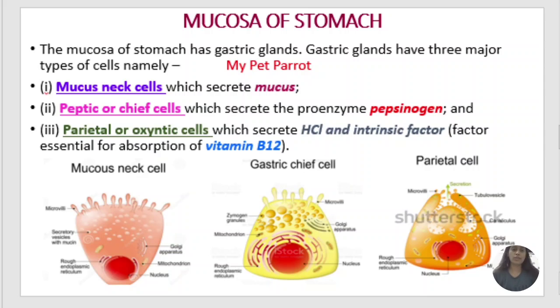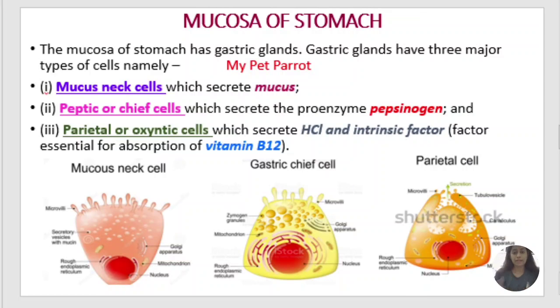Now let's learn the mucosa of the stomach. The mucosa of the stomach has gastric glands. Gastric glands have three major types of cells, namely MY PET PARROT, which is a mnemonic for these three cells for you to remember them easily.